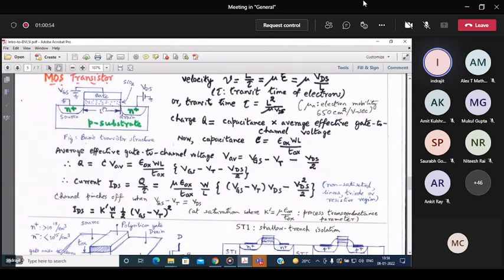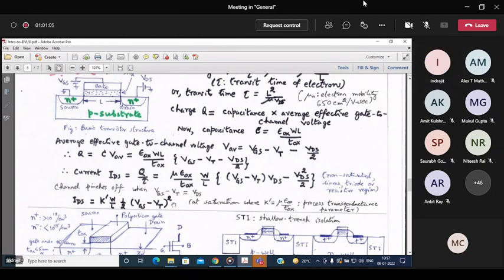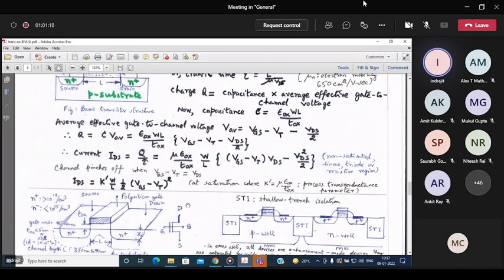But still we see the current is there. So the channel pinches off when VGS minus VT, which is the overdrive voltage, becomes equal to the drain to source voltage. Then this general equation becomes particularized as K prime W by L half VGS minus VT square. So this is the equation holding good for saturation.